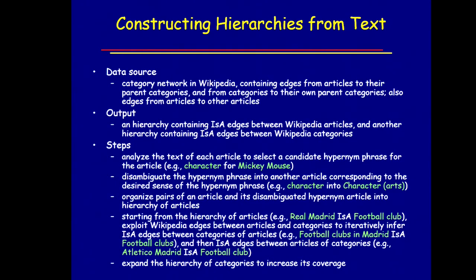So for each article, they try to find the candidate hypernym phrase for the article title. This might come from the first sentence of the article. Character may be the one for Mickey Mouse. This is a phrase, right? They have a candidate hypernym, but it's a phrase. It's ambiguous. Character could be multiple things. It could be the alphabet, or it could be the fictional character. They disambiguate the hypernym phrase somehow, and we can go into details as to how or not.